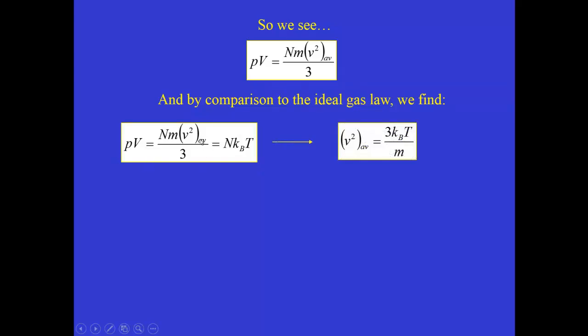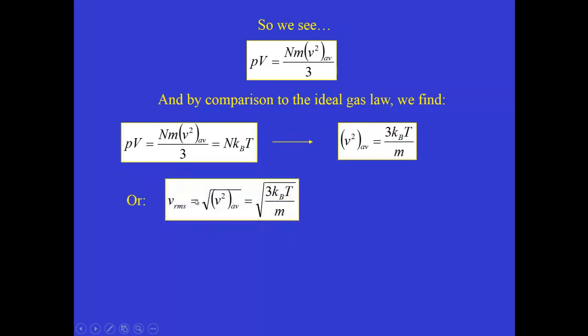So what we can solve for, if we solve for the average of the squares of the speeds, we get 3 Boltzmann's constant times the temperature over the mass. And if we take the square root of both sides, we get something that's called the root mean square velocity of gas molecules in an ideal gas. So it's called the root mean square because it's the square root of the average, or the mean, of the squares of the velocities. So here is a nice relationship that allows us to see that the velocity of these molecules, at least on average, depends on their temperature as well as their mass.